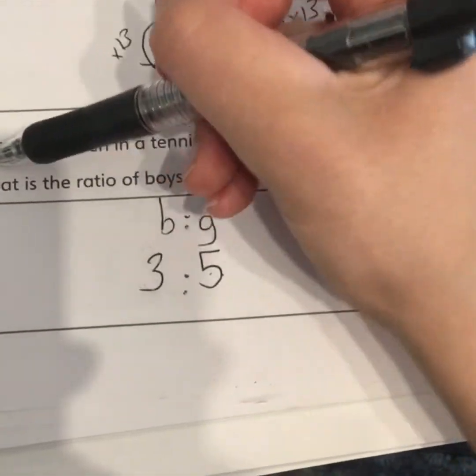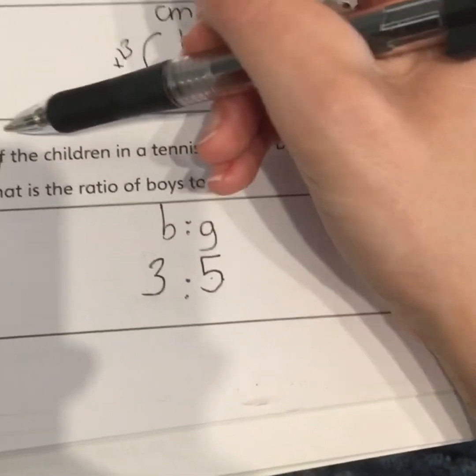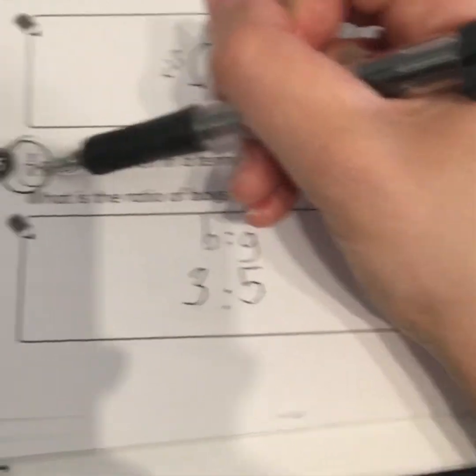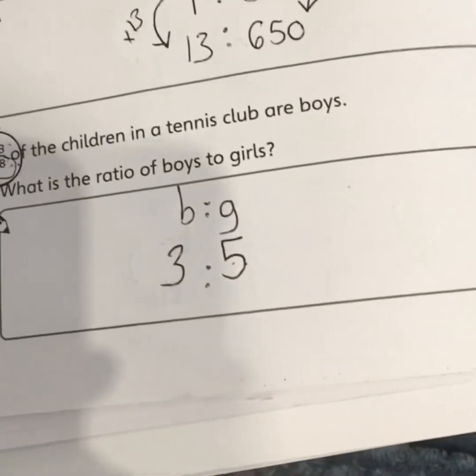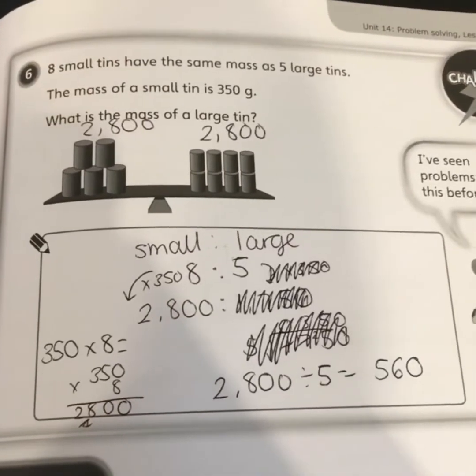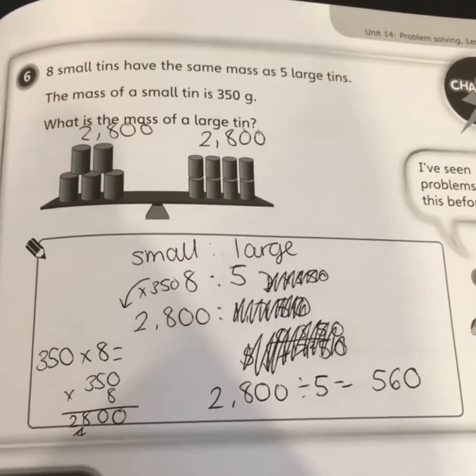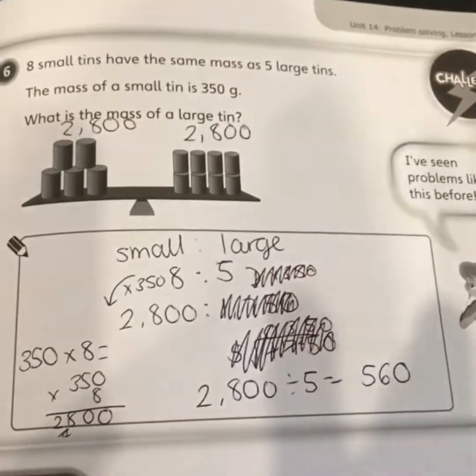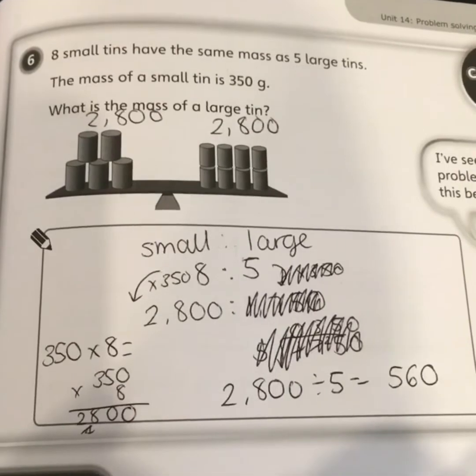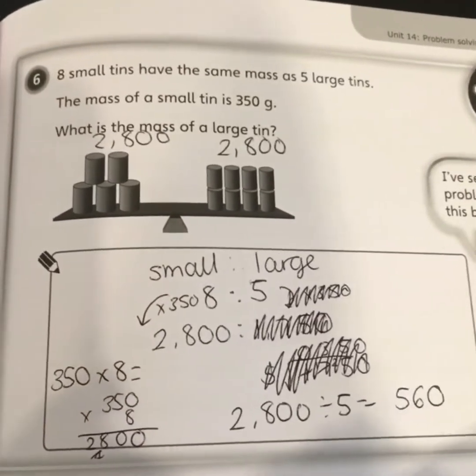So 3/8, 3 out of 8 are boys. 5/8, 5 out of 8 are girls. And if you add 3/8 and 5/8 together, you get 8/8, which is a whole. Well done. Okay, the last one is the challenge, which was a little bit tricky. And actually, I didn't really use ratio for it that much. You might have used ratio, or you might have used a different way to approach this.